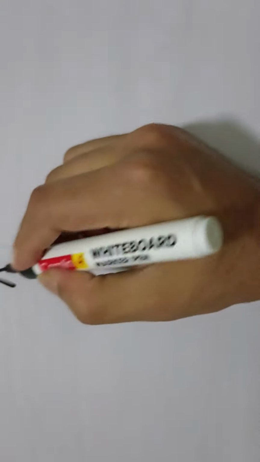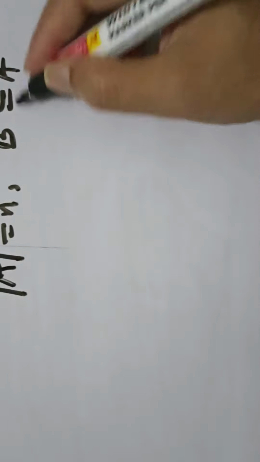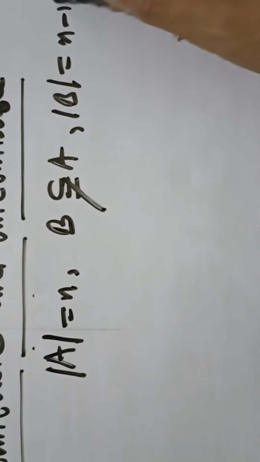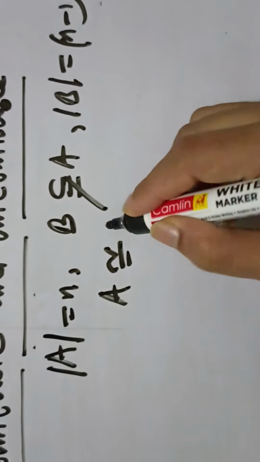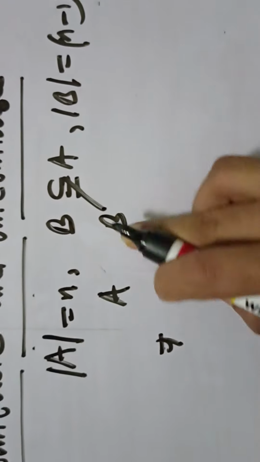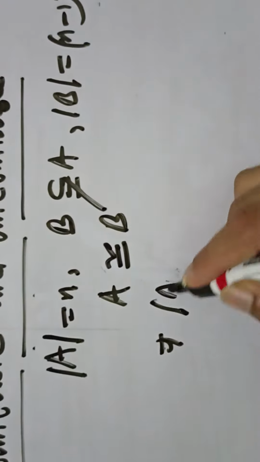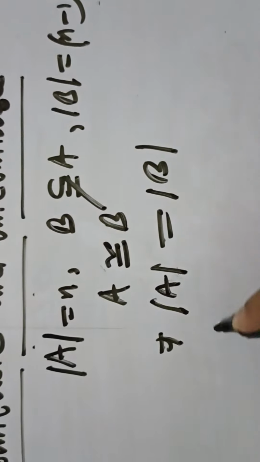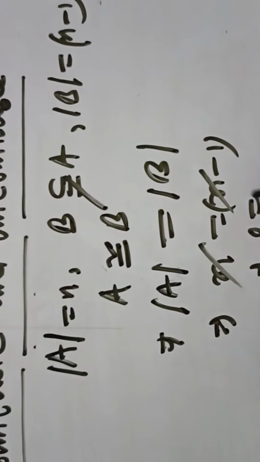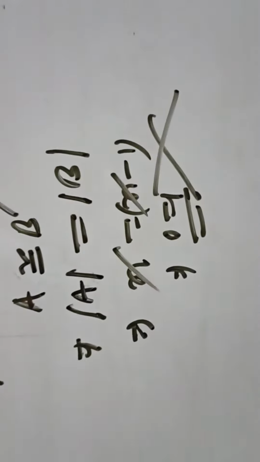But in the case of a finite set, this does not happen. Suppose A is a finite set with n elements and B is a proper subset with fewer elements, say n minus 1. Then A and B are never equivalent, because if they were equivalent, they would have the same cardinality. Cardinality would be n and n minus 1, which gives 0 equal to 1. This never happens, so a finite set is never equivalent to a proper subset.